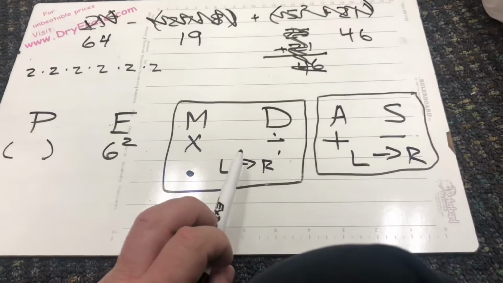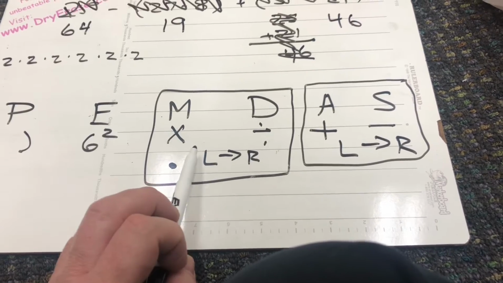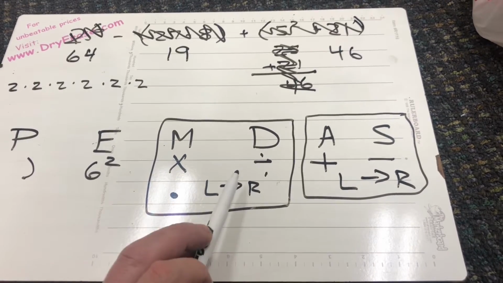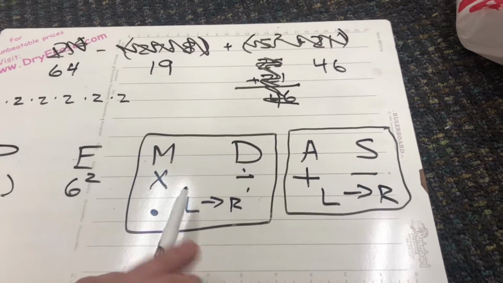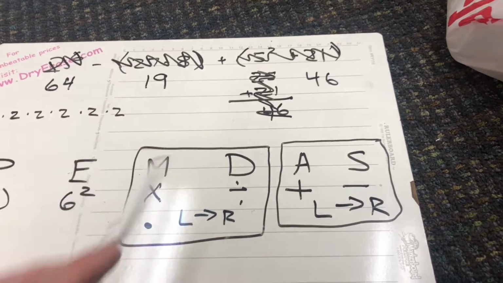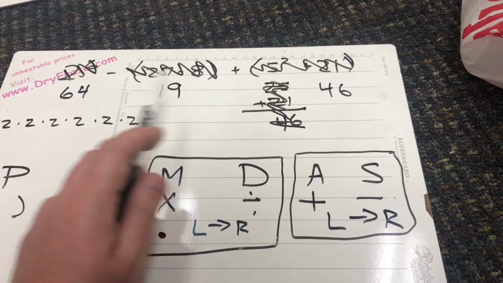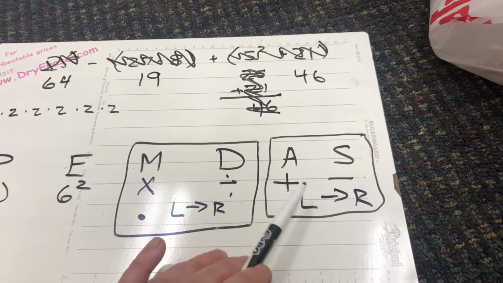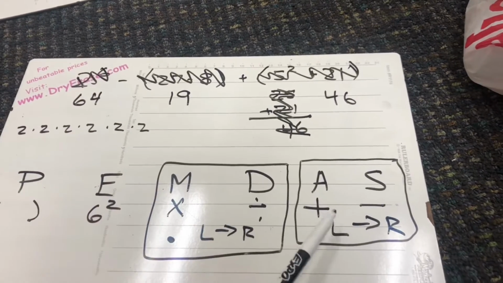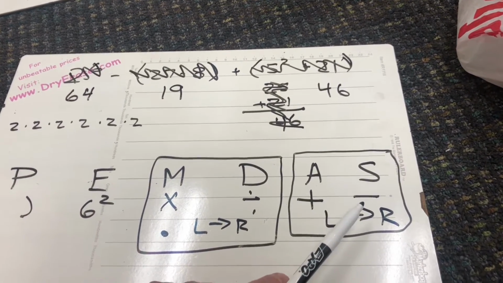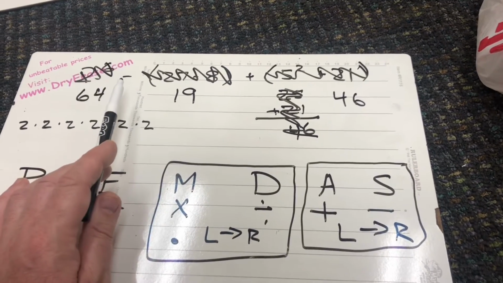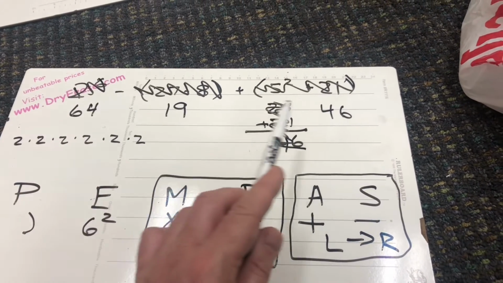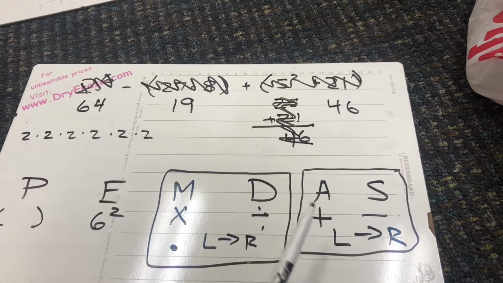The next step is multiply and divide left to right. Well, there is no multiplication or division, okay? So we have a subtraction and a plus sign, which means I go straight to adding or subtracting left to right. Now, once again, this does not mean add and then subtract. This is adding and subtracting left to right, which means we start way at the left, and anytime we see a subtraction or an addition sign, we stop and do it.